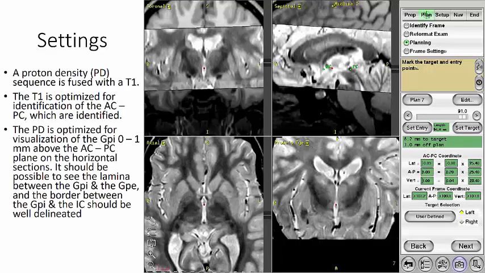Now let us go through these steps in detail. I use a proton density sequence which is fused with a T1. The ACPC is identified on the T1 and the proton density sequence is optimized for visualization of the GPI at the ACPC level. It should be possible to see the lamina between the GPI and the GPE and the border between the GPI and the internal capsule.